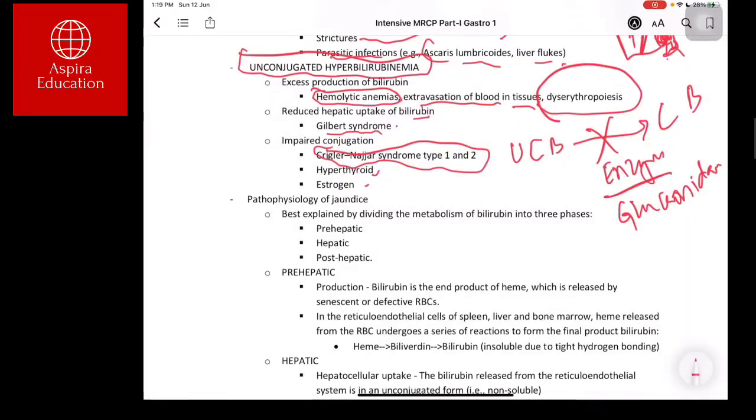Now, what is the pathophysiology of jaundice? We can easily understand it by dividing it into 3 phases of bilirubin metabolism, that is prehepatic, hepatic, and post-hepatic. Prehepatic is that the bilirubin.